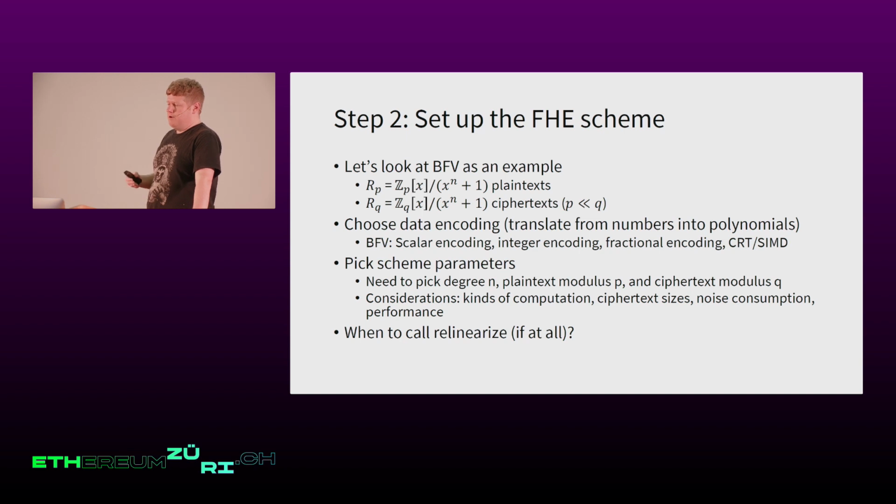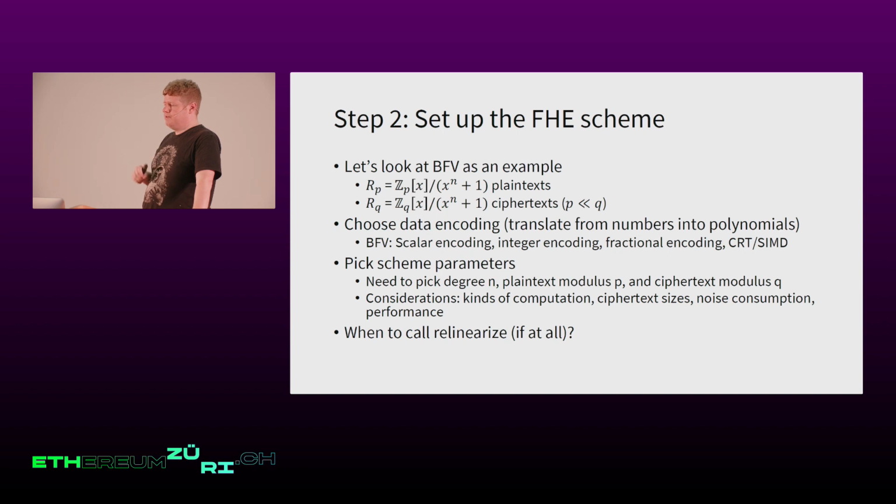So once we've chosen how we want to encode our data, we need to choose the scheme parameters. So we've already kind of talked about the plaintext modulus and the coefficient ciphertext modulus, Q. But there are other scheme parameters as well, such as the polynomial degree. And if you choose these parameters poorly, you can either have way lower performance than needed, or if you make the parameters too small, then you don't have enough computation to successfully decrypt the result.